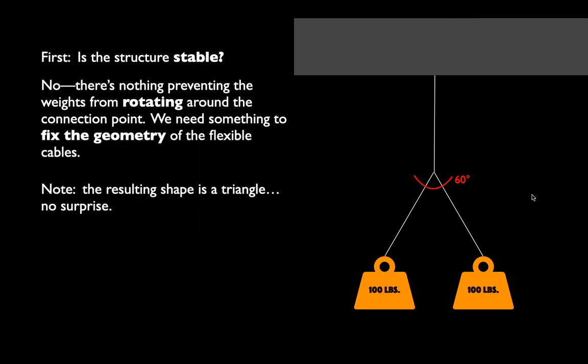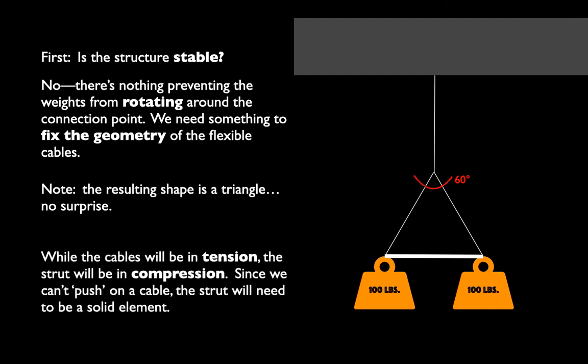What we need is a triangle. We need something between them that will keep them from finding that lowest position. And this is going to be a strut, basically, down at the bottom that prevents them from coming any closer, but also from sinking any lower, basically. Note that it's a triangle. We know that that's a stable structure.